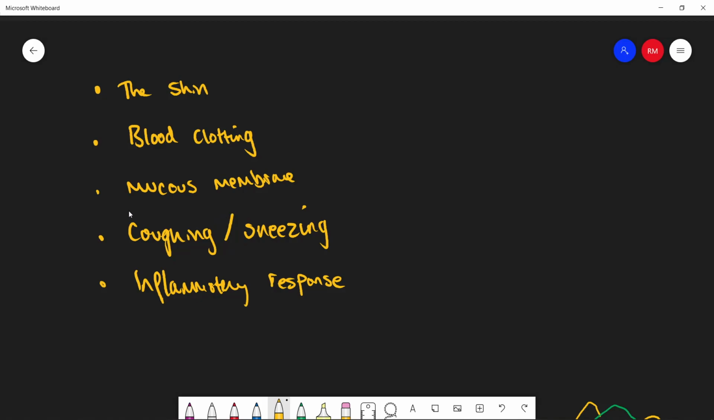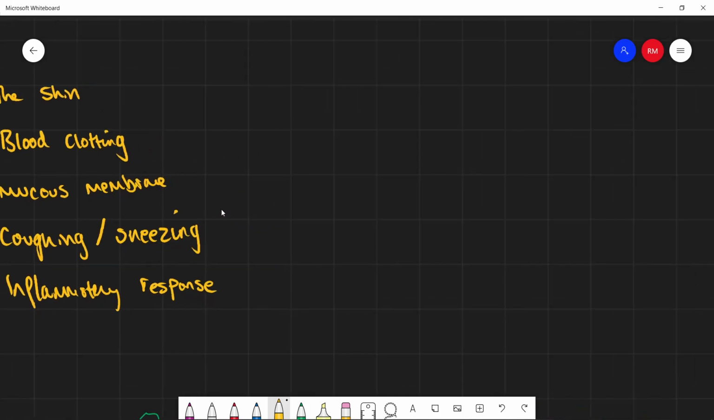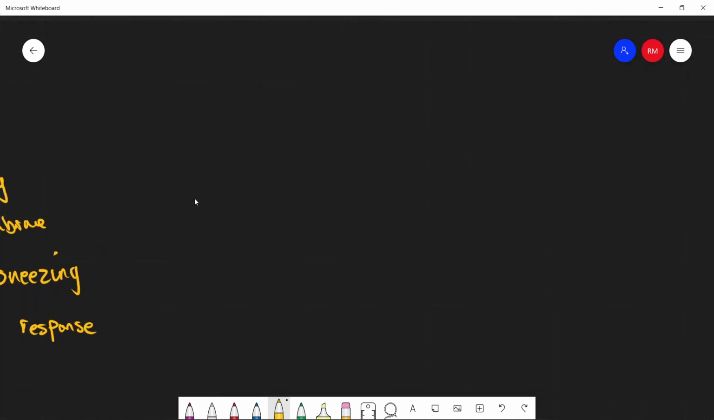So the first thing we need to cover is the skin. As you might imagine, the skin acts as the first primary defense, and it is essentially a barrier. And the first layer of the skin is made of cells called the epidermis. And these consist of layers.